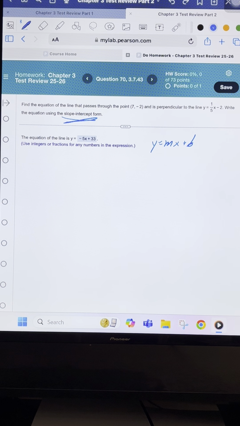Now, what do I know about this new line that I want to make? I know that this new line is going to pass through the point (7, -2) and is going to be perpendicular to this line. Well, if it's perpendicular, then I know that the slope is going to be the opposite reciprocal slope. What is the opposite reciprocal of 1/5? That is just -5.